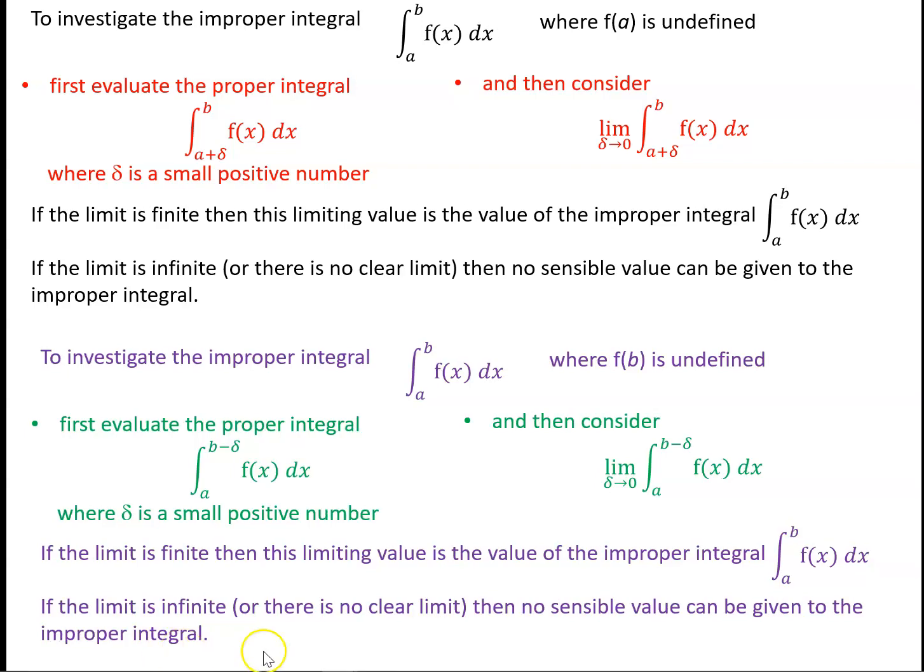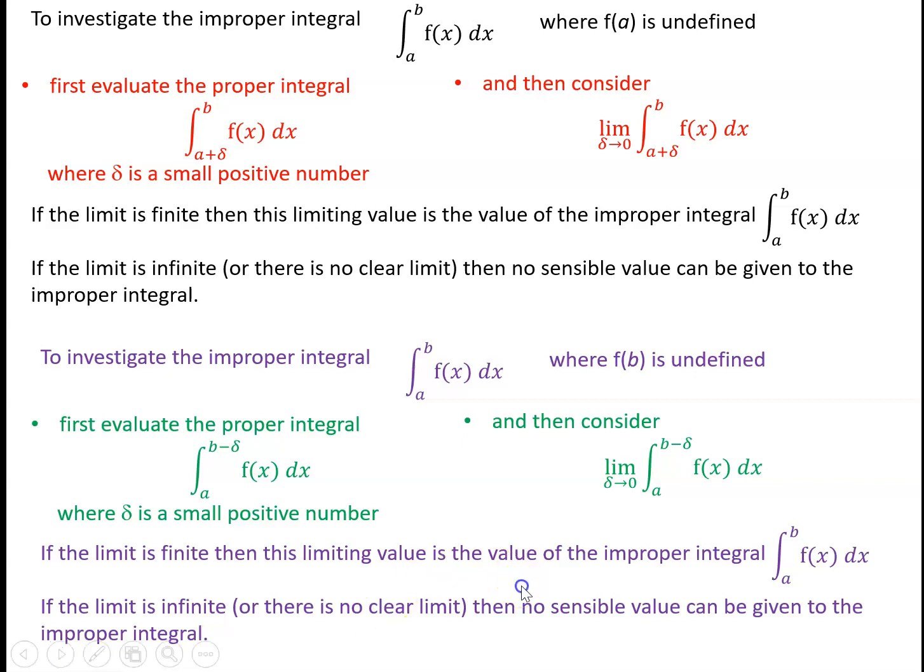If the limit is infinite or there is no clear limit, then no sensible value can be given to the improper integral. Finally, we need to consider how to decide whether an improper integral has a value or not when the thing that's causing the integral to be improper is the fact that there is a point within the interior of the domain for which the function is not properly defined.